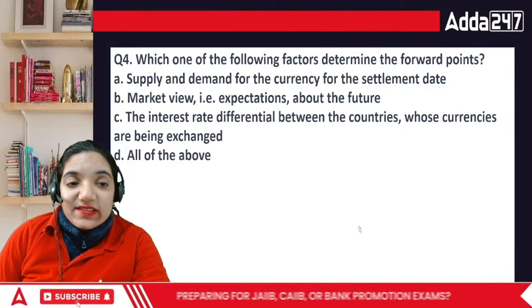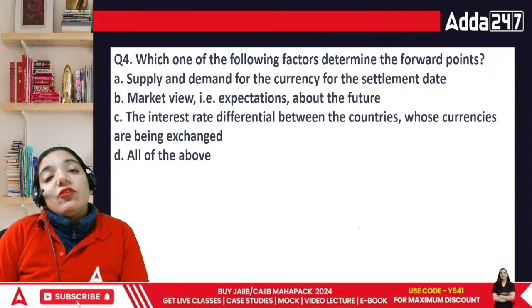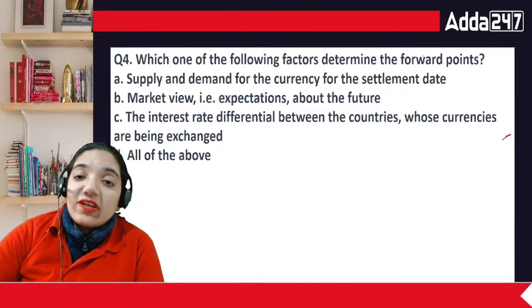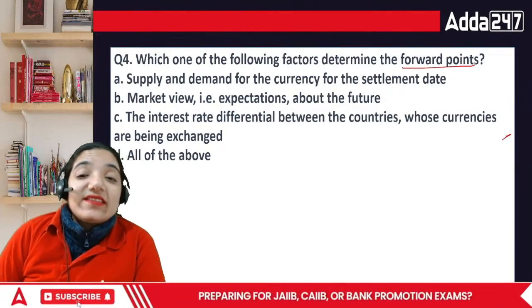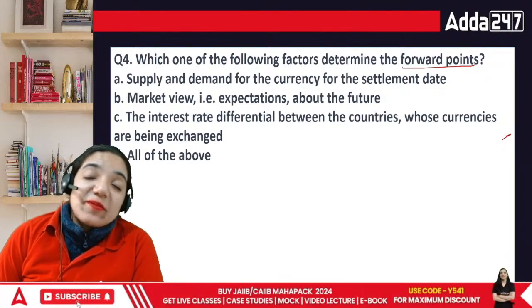Everybody, what's going to be the answer? In this case, they are saying the following points will determine the forward points, meaning whether the future price is going to increase or decrease. It is impacted by what? Supply and demand of the currency. Is it affected by the expectations of the future?